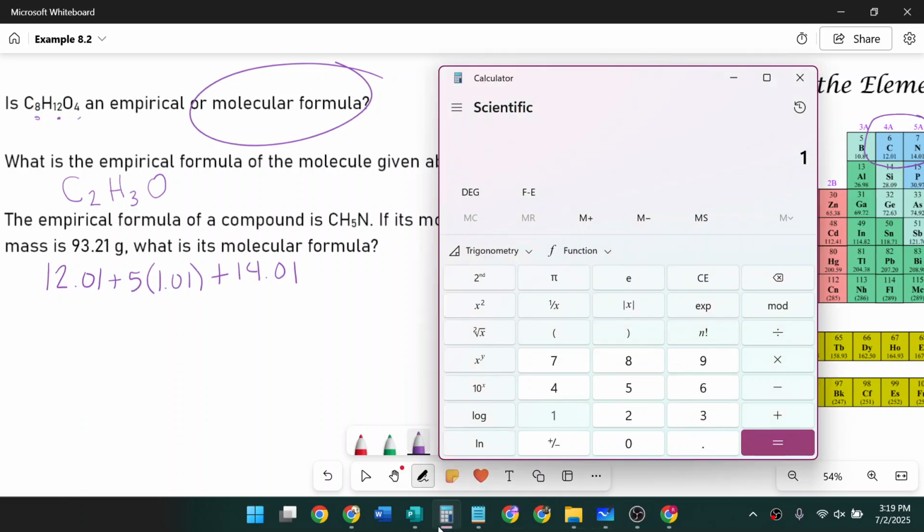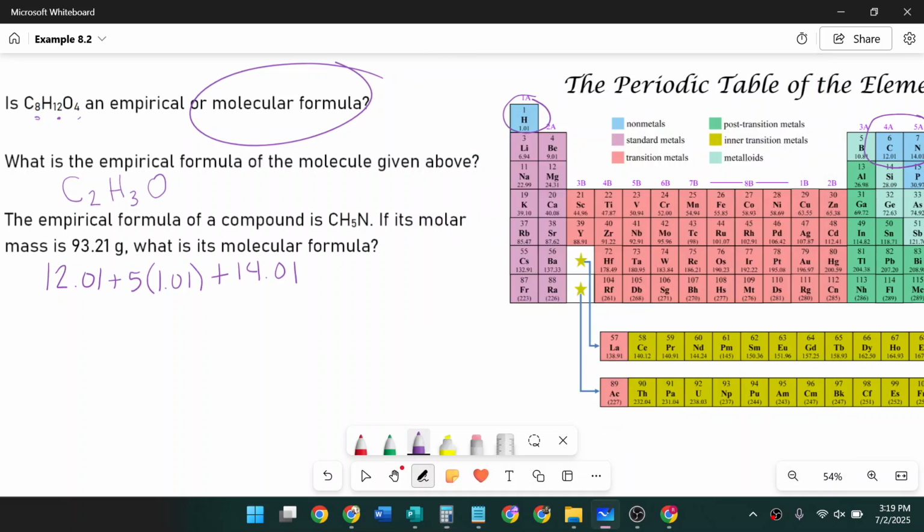Calculator. Okay. 12.01 plus 5 times, I probably should have just typed in 5.05 to make that faster. Okay, so we have 31.07 AMU. It could be that the empirical formula is the molecular formula. So getting the molar mass of the empirical formula gets us in the right direction. The molar mass of this means that the number of grams it takes to make a mole is 31.07.